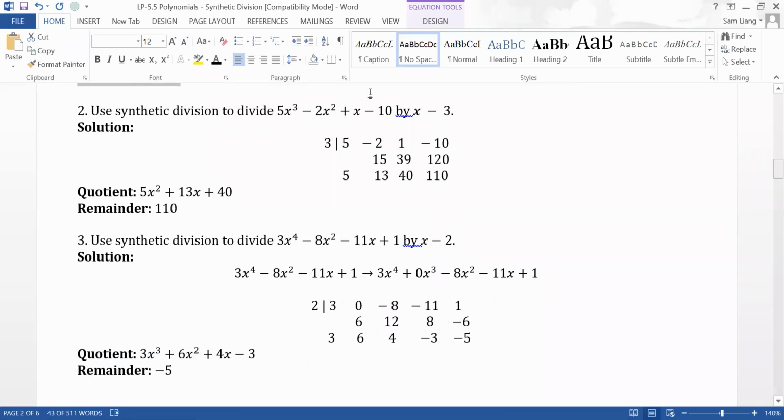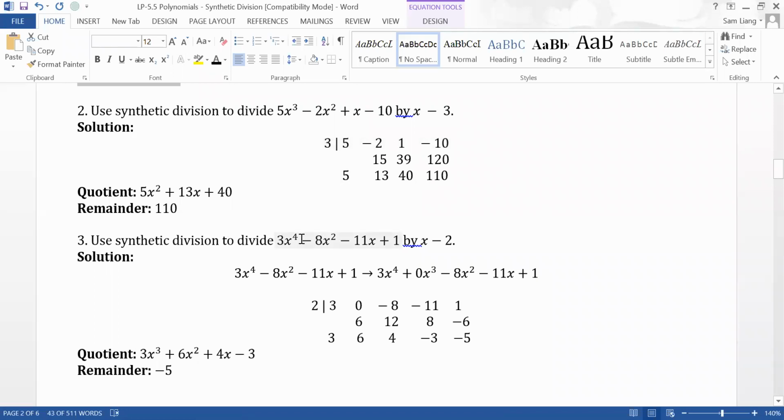But second question, we had 5x cubed minus 2x squared plus x minus 10. Divide that by x minus 3. Here the coefficients are 5, negative 2, 1, and negative 10. So write that there, and then 3 is our c value. Bring down the 5, you get 3 times 5 in the next row. Then negative 2 plus 15 is 13. 3 times 13 is 39. Add that, you get 40. 3 times 40 is 120, and you get 110. So the quotient is 5x squared, because x to the third, and then 1 degree less than that is x squared. So 5x squared plus 13x plus 40, remainder 110.